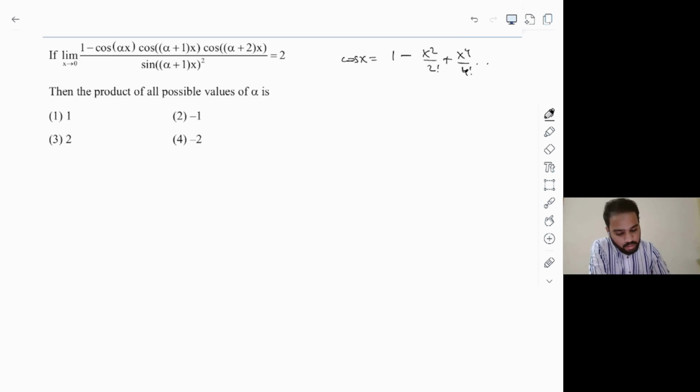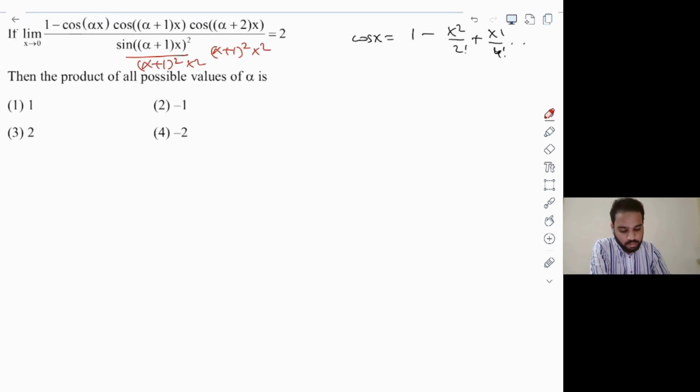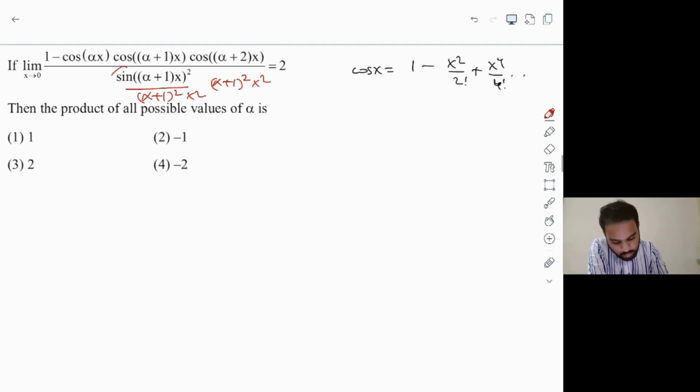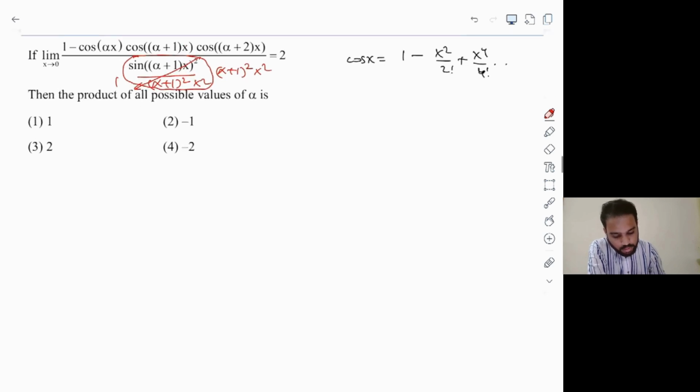Right? So here, first of all, in the denominator, we have sine of (alpha plus 1) x whole square. So I'm going to multiply and divide by (alpha plus 1) whole square into x square, so that as x tends to 0, this term will anyhow be equal to 1. So the question gets reduced somewhat.